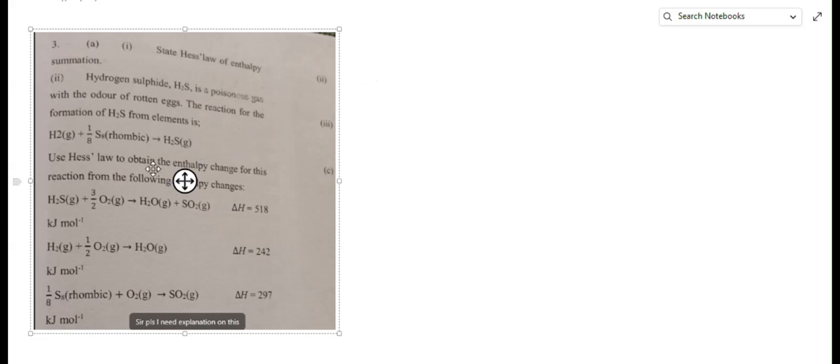It says use Hess's Law to obtain the enthalpy change for this reaction from the following enthalpy changes. If you look at these enthalpy changes, you will see that hydrogen sulfide reacts with oxygen. That is enthalpy changes of combustion. Although there are some mistakes in their question, that's the problem with this JUPEB something.